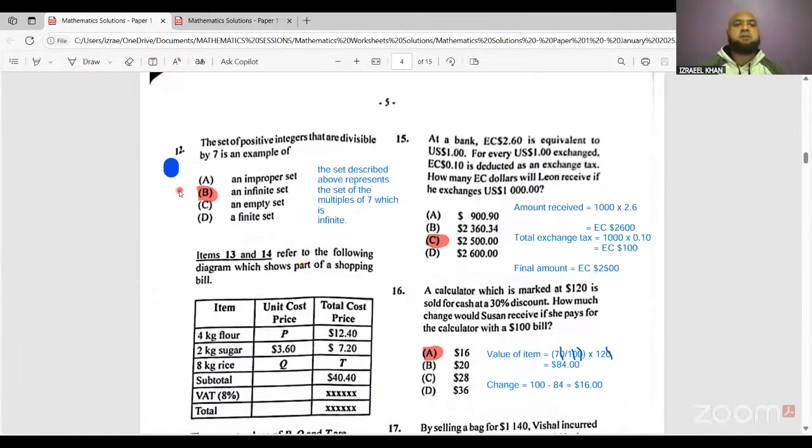Now, you're switching tabs to number 12. All right, keeping a good pace. The set of positive integers that are divisible by 7 is an example of. Now, integers that are divisible by 7 would represent all the multiples of 7: 7, 14, 21, 28, etc. And that is going on forever. Doesn't stop. All right. So what set would represent a limitless number of elements? Infinite set, right? So B as in bat, infinite.